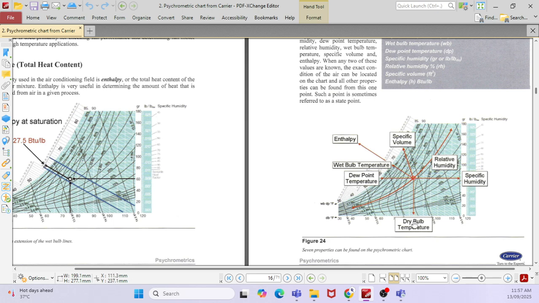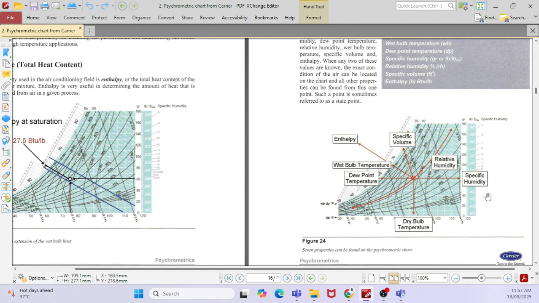Say for example, you tell me the temperature and assume the relative humidity, and try to find all the other values. For example, 24 degrees Celsius dry bulb temperature and 50 percent RH. Tell me all the remaining values from the psychrometric chart. Can you tell me all the other remaining values?